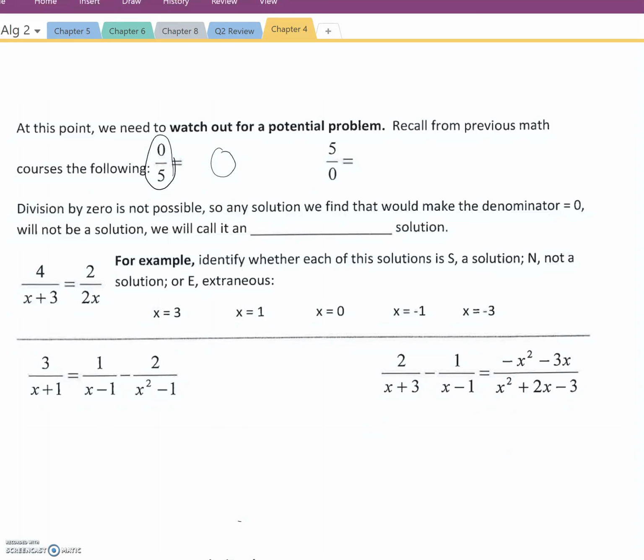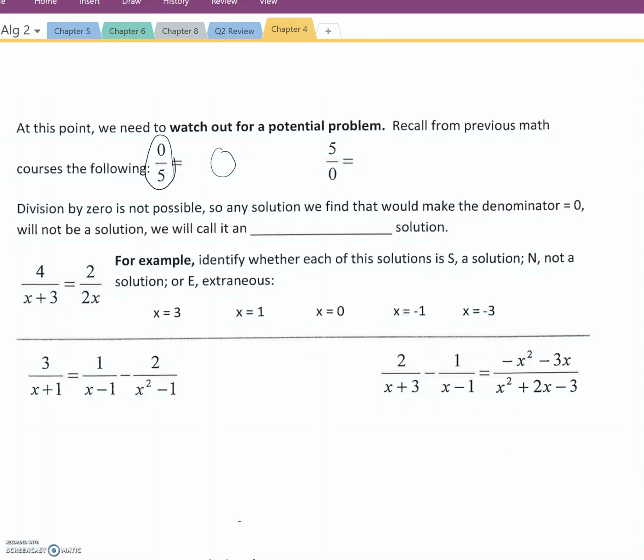However, if you had 5 things to begin with, like 5 apples, and you said, hey, I want to split these 5 apples up into 0 groups. So 5 apples, don't split them up at all. I want to split them up into 0 groups. You can't actually do that because the group of 5 apples in and of itself is already one group. So 5 divided by 0 will not work.